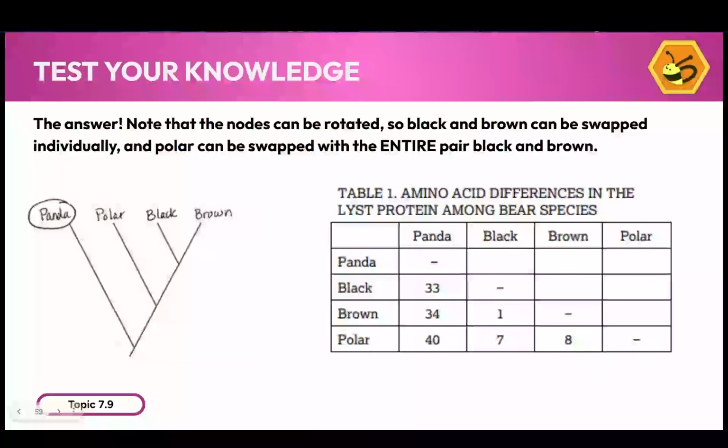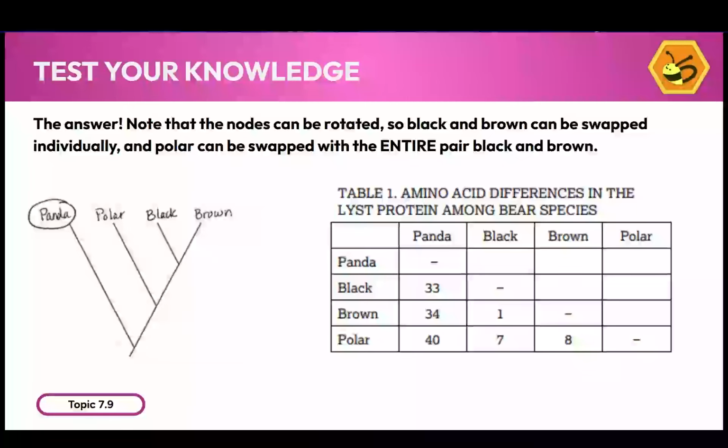Yes, and she got it exactly. But as you can see, the panda is the outgroup. This is something I drafted up really quickly. The panda would be the outgroup. The black and brown bear, because they were the smallest differences, branch off the latest. And because you can just do process of elimination, at this point, you can know the polar bear goes there.